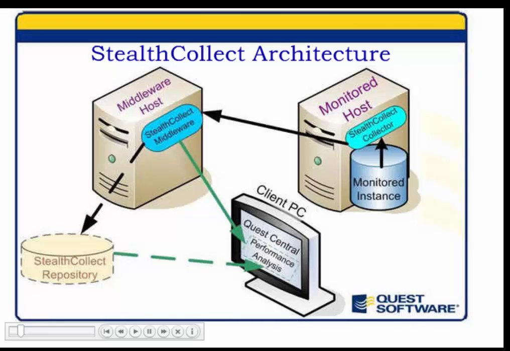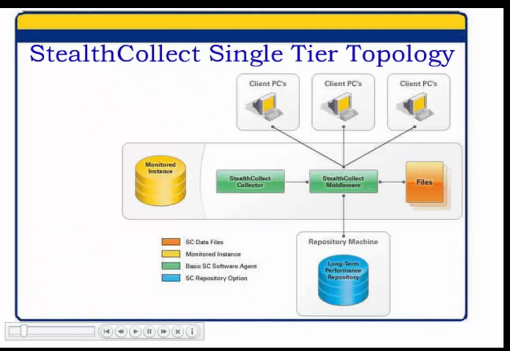Among the key components to be installed are the collector, which gathers operational information from the monitored instance memory structure, and middle-tier processes, which aggregate and store the data returned by the collector. The data is stored in files, with the option to store historical data in a performance repository database. Stealth Collect can be installed as a single or multi-tier installation.